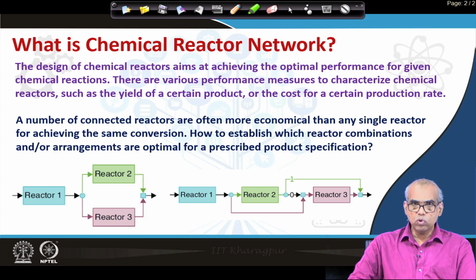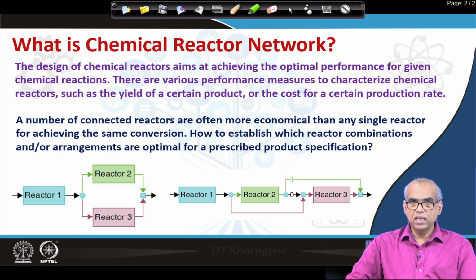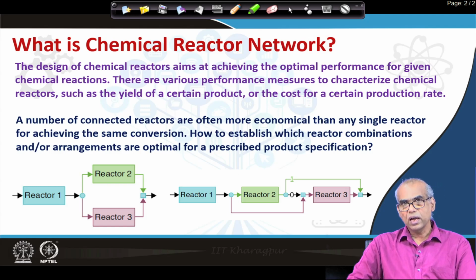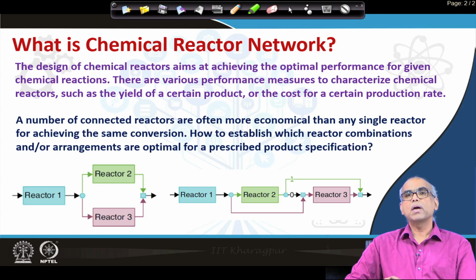Now, when you use more than one reactor, how do you establish which reactor combination and the arrangements among these reactors are optimal for a given product specification? For example, what should be the reactor combinations and the interconnections among these reactors to maximize, say, the yield of my desired or target product?